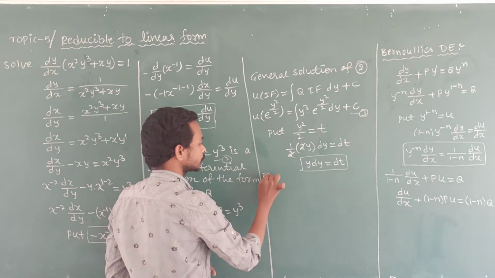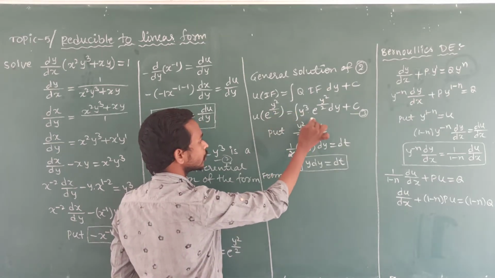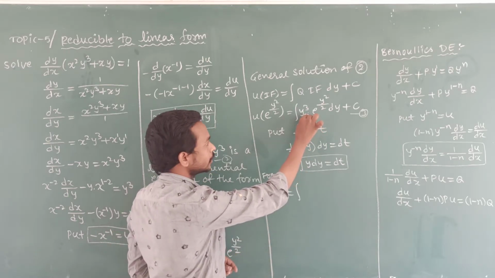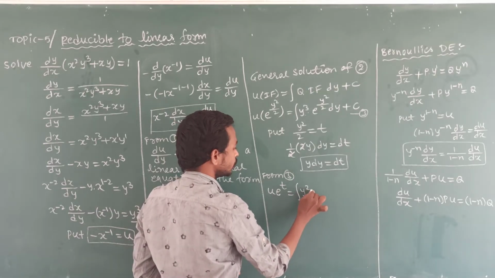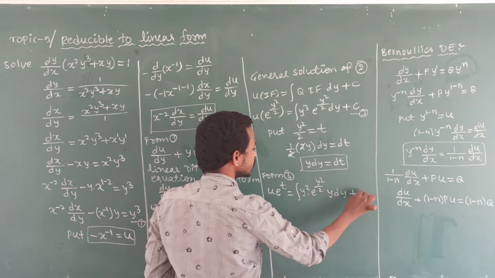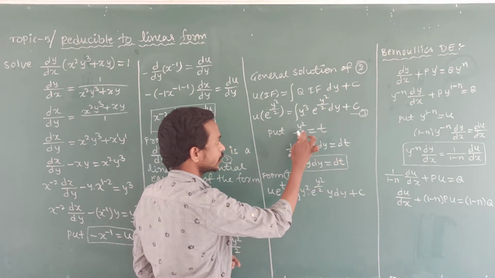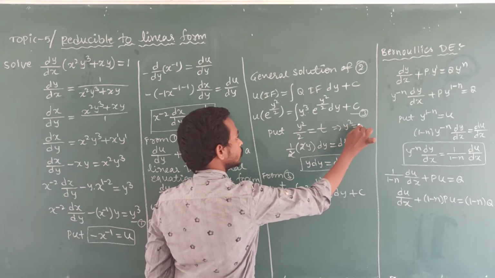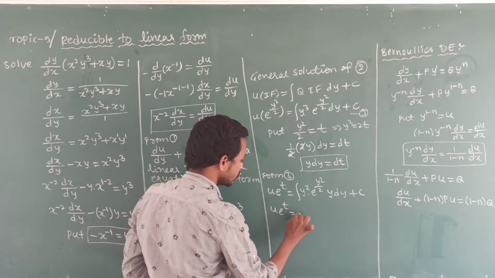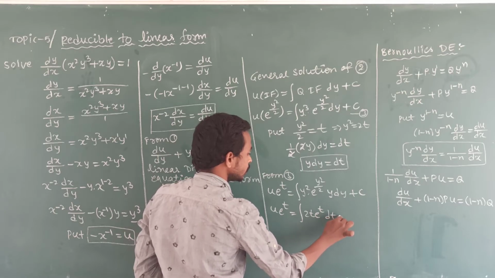Now from 3, how will 3 become? u e power of y square by 2 is nothing but u e power of t, is equal to integration of, if you separate here, y square into e power of y square by 2 into y dy plus c. Y cube is actually y square and y dy. In place of y dy we can substitute dt, and in place of y square we can substitute 2t, since y square by 2 is t. So u e power of t is equal to integration of 2t e power of t dt plus c.